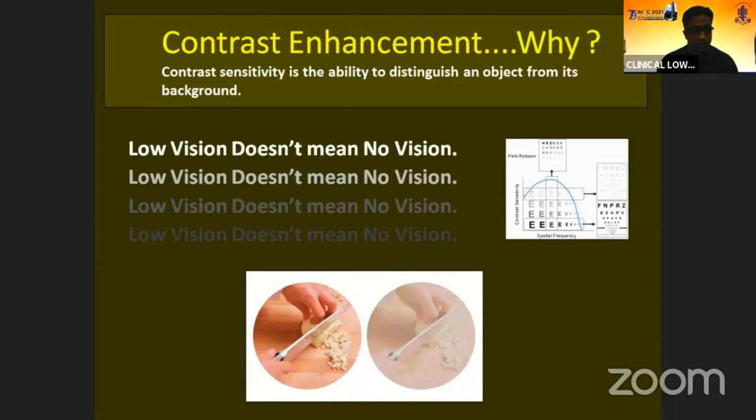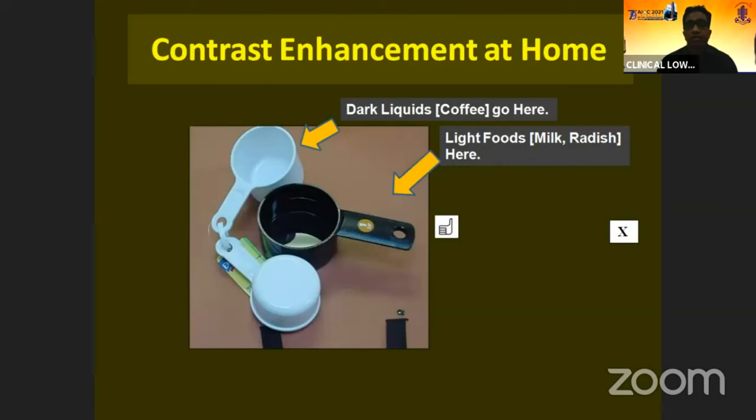Like we can see in this. Contrast enhancement is also something we can guide the patient to use. If they are using a dark object like coffee, they can use a light utensil, and vice versa also.